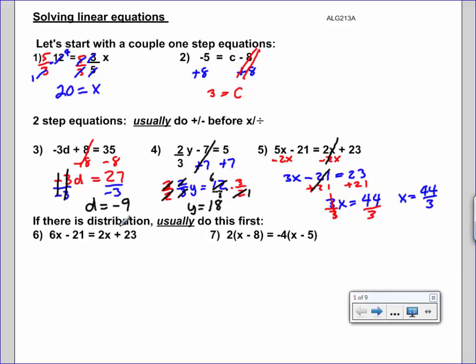Now, let's try another one just like that and see how we do. Very similar problem. And we're going to show that we could move our x's over to this side and get a negative and it'll still work for us. So if we went minus 6x, minus 6x, we then would have negative 21 equals negative 4x plus 23. 2x minus 6x, negative 4x.